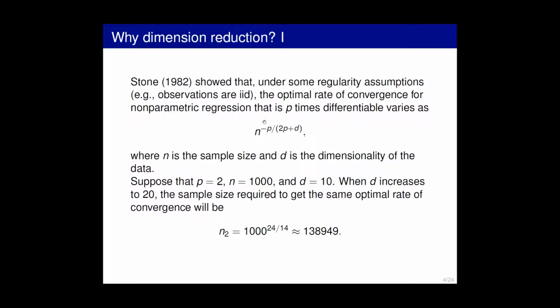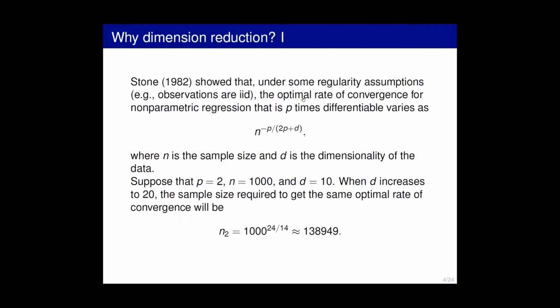This has some very important implications about the dimensionality of the data. For example, if you want to fit a non-parametric regression model to a data set with 1,000 data points, and your regression function is twice differentiable, p equals 2, and the data has 10 variables, 10 dimensions. When you want to double the dimension, say to 20, to get the same optimal rate of convergence, you need to increase the sample size to 138,900 or so. So the sample size increases exponentially. That means you need much more data to get the same optimal rate of convergence.